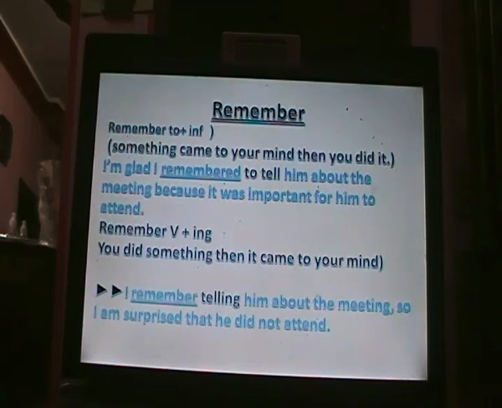أنا اللي حصل الأول action or doing بعدين came into your mind. طبعا ال action or doing اللي حصلت وبعدين came to his mind. So I am surprised that he didn't attend. هو فعلا بلغ لكن هو التاني ما حضرش ودي كانت مفاجأة.